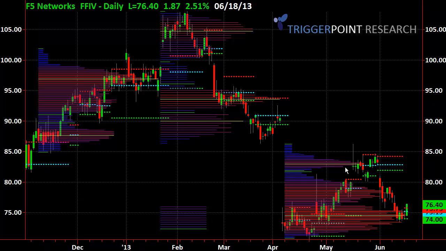One of the things that you're going to see is that F5 has a good amount of short interest. There is about 5.5% of the free float that is short. So if we do see some kind of a breakout here and a move to the upside, we think there's an opportunity to do so.